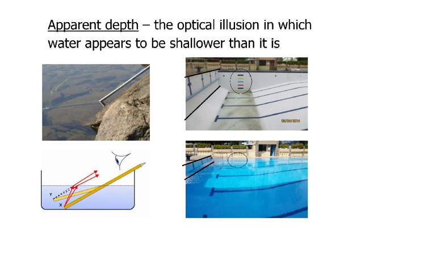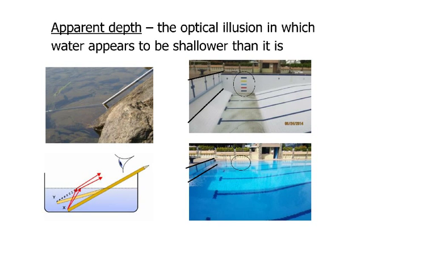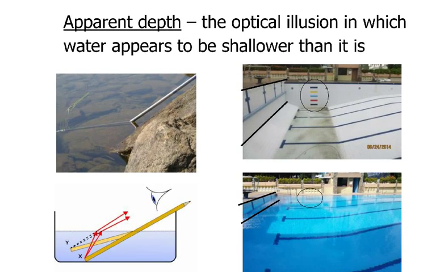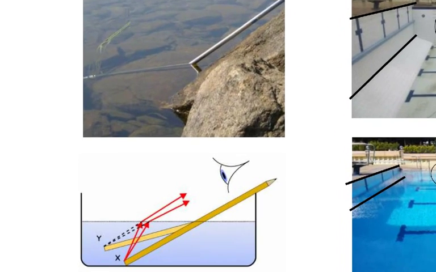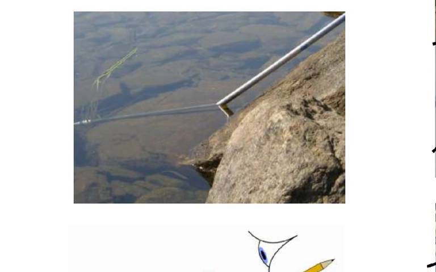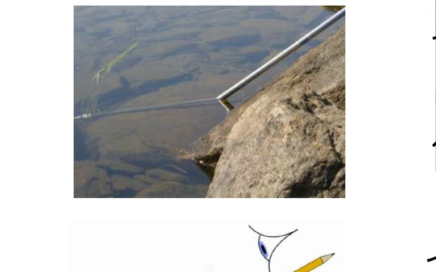Alright, really fun one here, apparent depth. This is the optical illusion in which water appears to be shallower than it is, or in which straight objects appear to bend when they enter water. It's the same phenomenon, just a different form of it. So here's a straight pole. Looks like it bends. We know it doesn't bend, right? It's actually straight. If you could pull it up out of here, it would be a straight pole. So why does it look like it bent?